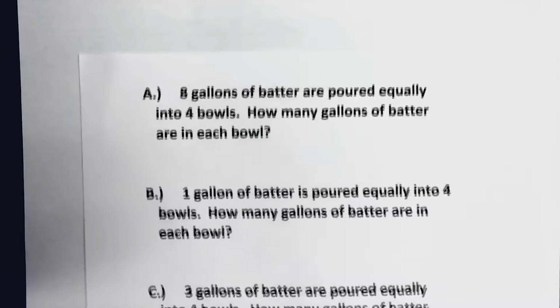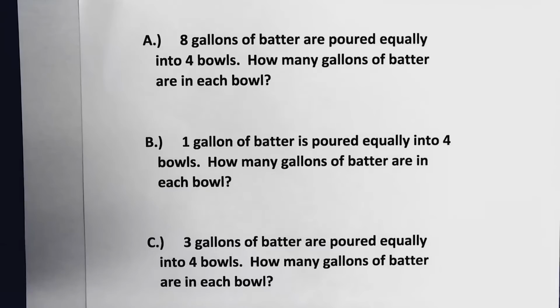All right, so here's our problems. I want you again to write a division sentence and draw a visual model to show each problem. A, 8 gallons of batter are poured equally into 4 bowls. How many gallons of batter are in each bowl? B, 1 gallon of batter is poured equally into 4 bowls. How many gallons of batter are in each bowl? And C, 3 gallons of batter are poured equally into 4 bowls. How many gallons of batter are in each bowl? So take your time, and I want to know what you notice and what you wonder.